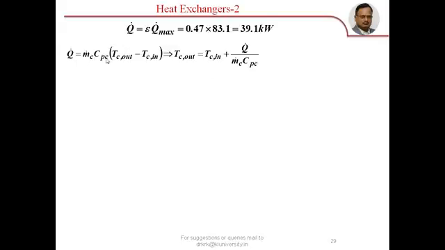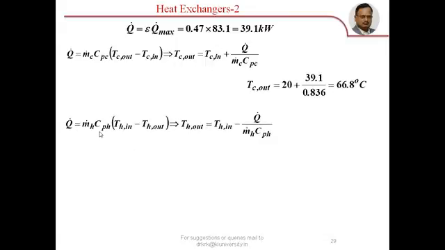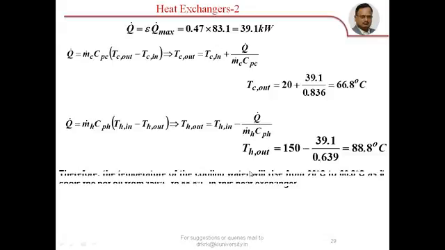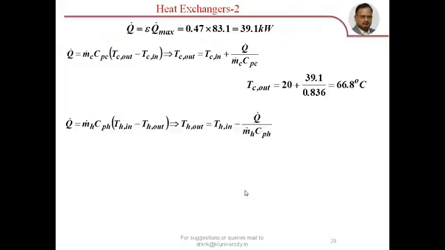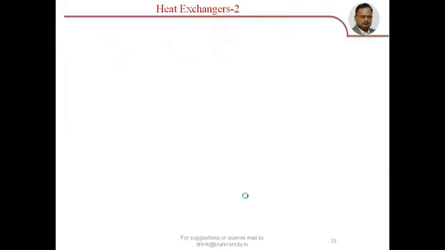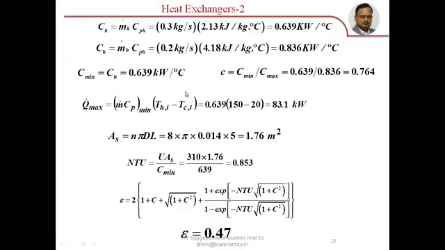So you know Q is mc Cp (TCO minus TC in). From that you can determine the TC out, which is also equal to mH CH (TH in minus TH out). You can determine the TH out. Therefore, the temperature of the cooling water will rise from 20 to 66 as it cools the hot oil from 150 to 88.8 in this heat exchanger. A small correction here is required.